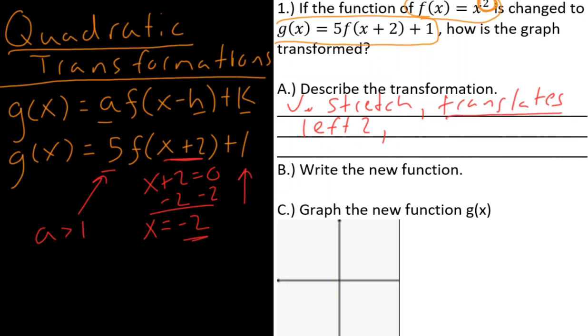And we know that we have this positive 1. Well, that's easy. That just tells us we're going to go up 1. So we'd say that we then go up 1.